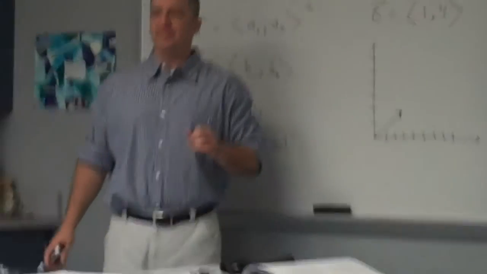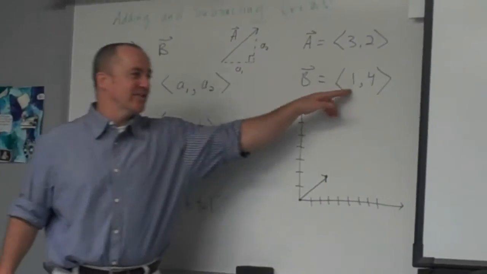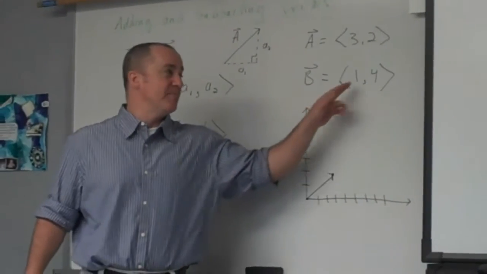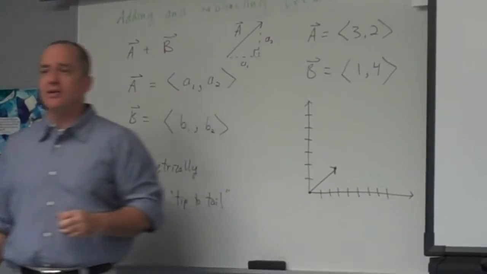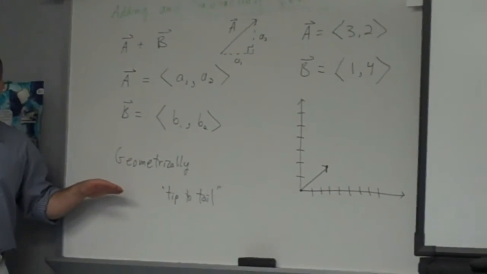Now, here's a question. Vector B has an x component of 1 and a y component of 4. Now, when you add vectors, can you just add the numbers?